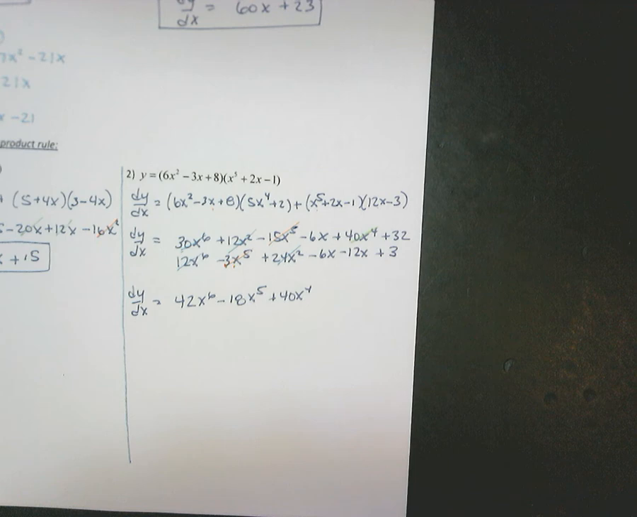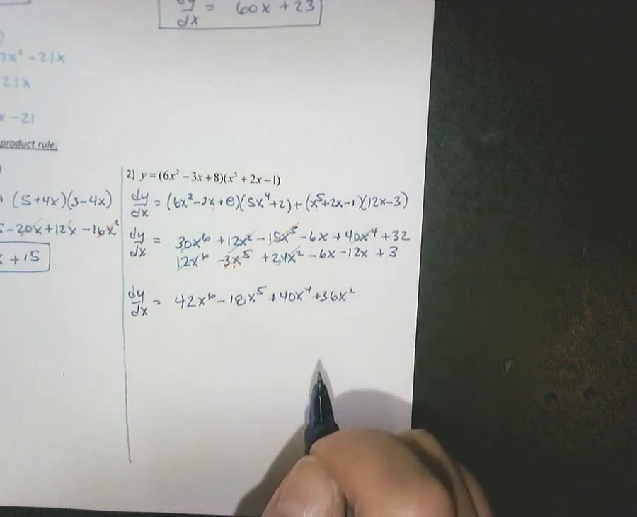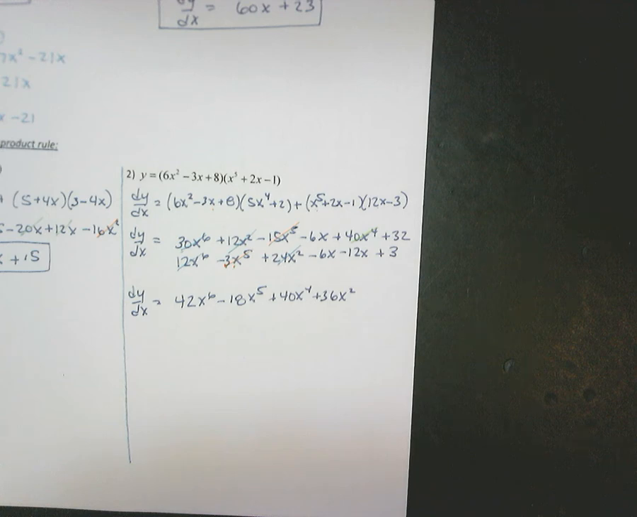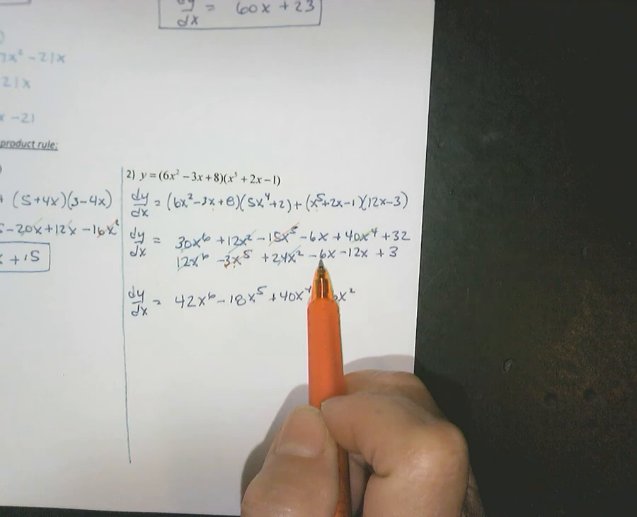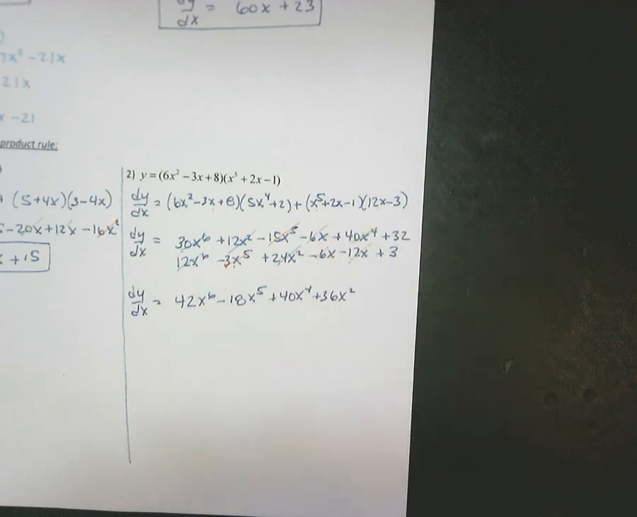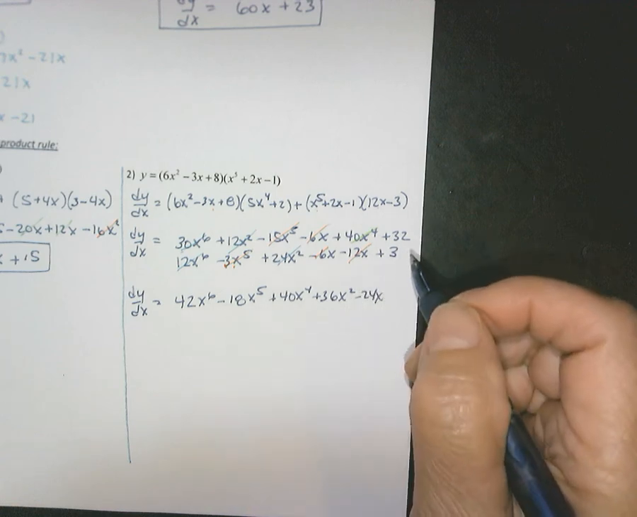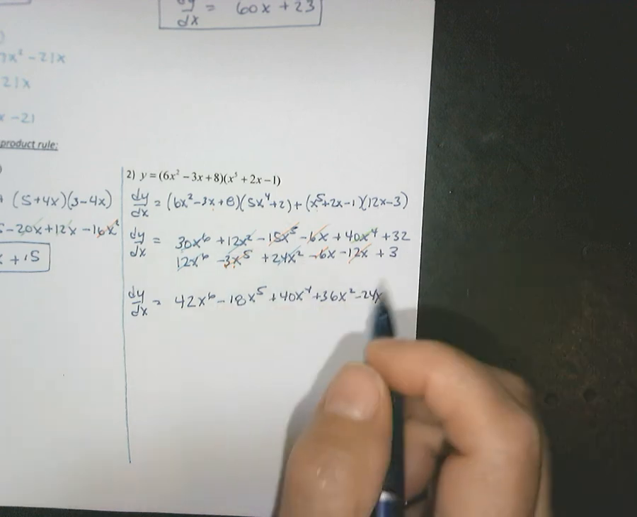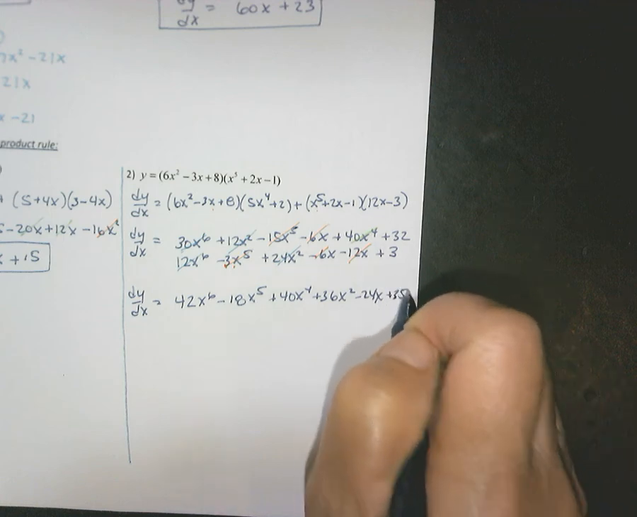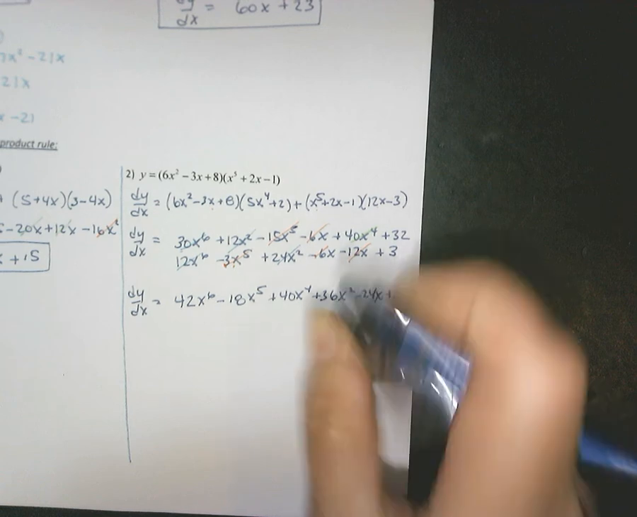And that's the only one I see, so positive 36x squared. This really does get tedious, doesn't it? Then I've got a negative 6x, a negative 6x, negative 12, and negative 12 is negative 24x. And a positive 32 and a positive 3 gives me positive 35. Now that's different from the answer that I got when I practiced this. So I want to see if I have this right or not.